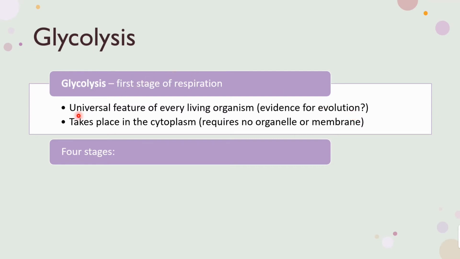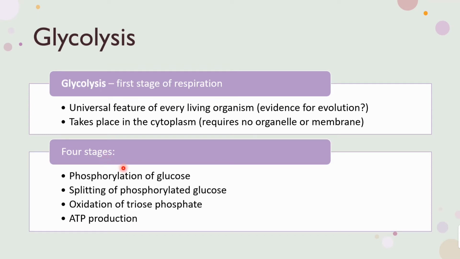And glycolysis also takes place in the cytoplasm. So this means that this reaction doesn't require any organelles or membranes to carry out. So glycolysis has 4 stages. So in this first stage of respiration, there are 4 stages. And these 4 stages are the phosphorylation of glucose, the splitting of phosphorylated glucose, oxidation of triose phosphate, and ATP production. But we'll be looking into these 4 stages in more detail now.